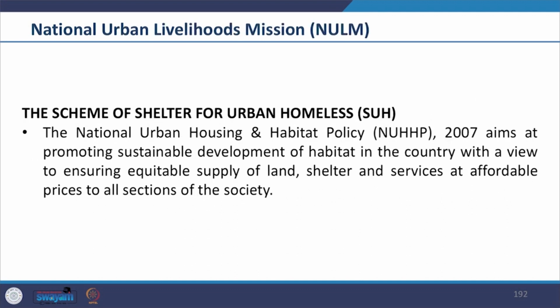We further see that through the National Urban Livelihood Mission as well, there are a lot of components which are taken care of. The problems which you saw in life in slums, you can relate to this, how these kinds of initiatives would help people. The scheme of Shelter for Urban Homeless has been initiated. The National Urban Housing and Habitat Policy from 2007 aims at promoting sustainable development of habitat in the country with a view to ensuring equitable supply of land, shelter and services at affordable price to all sections of society, and the most vulnerable of these are the urban homeless.